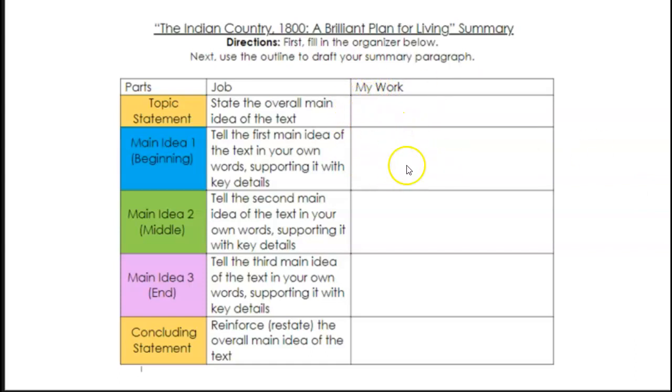Then, in this next box, you'll state the overall main idea of creators, then the main idea of gifts, then the main idea of men and women, and then your concluding statement down here. You're going to want to make sure that you support your main idea with evidence from the text, which is your key details. When you're finished, you will have a full paragraph. All you'll need to do is copy from here and paste down to the bottom.